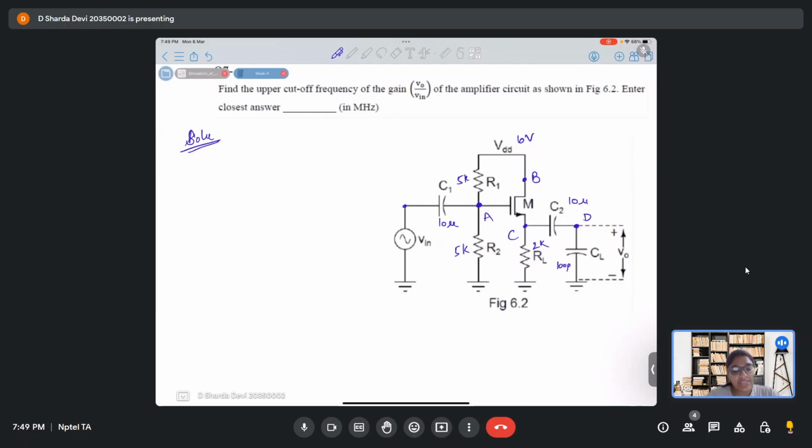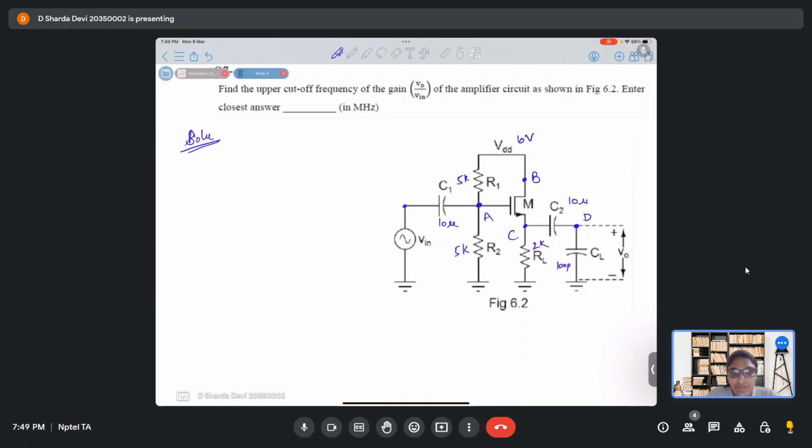Where all will you see the impact of AC coming into picture? There are four nodes, right? A, B, C, D. Out of these four nodes, where will I see AC signals and where is it only DC? And how can you say? Are you getting my point?